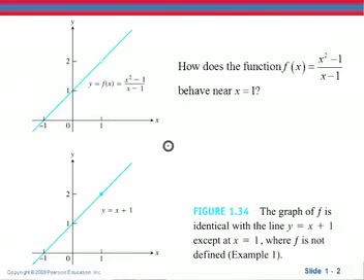The graph at the bottom is identical to the graph at the top, except that this graph is defined at 1. This is the graph of y equals x plus 1. Both of these graphs have a limit as x gets closer and closer to 1 of 2. Even though the graph at the top is not defined at f of 1, it still has a limit of 2.